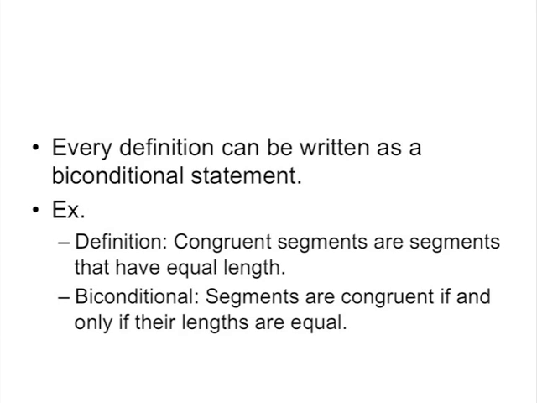Every definition can be written as a biconditional statement, because definitions are true no matter what. So we could say congruent segments are segments that have equal length. That's our definition of congruent that we learned in our last chapter. We can write that as a biconditional by putting the words if and only if into it, by saying segments are congruent if and only if their lengths are equal. And this is true either way we read it. We can say segments are congruent if their lengths are equal, or if their lengths are equal, we can call them congruent. Okay, so it works both ways. That's biconditional.